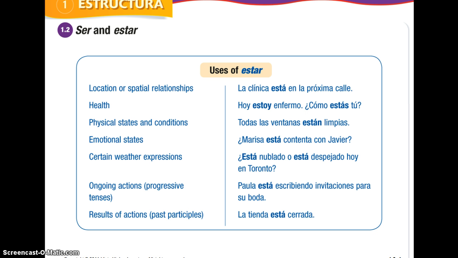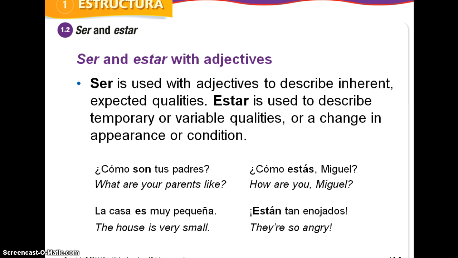And finally, the results of actions are when we're using past participles. So la tienda está cerrada. We also have to look at how we use ser and estar differently with adjectives because they can obviously both be used. Ser is used with adjectives to describe inherent, expected qualities, whereas estar is used to describe temporary or variable qualities or to express that there has been a change in an appearance or condition.